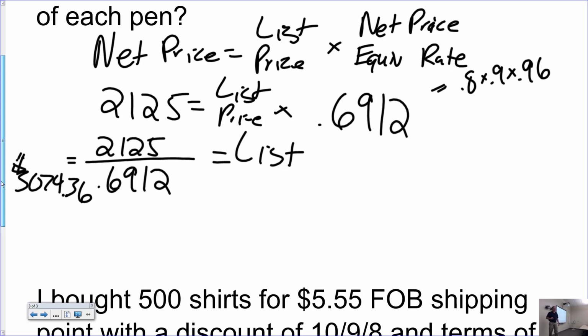So that's what our list price was. It was just a shade over $3,000. Now, how do I get the price of each pen when I have the list price? Divide by 600. Now divide by the 600.